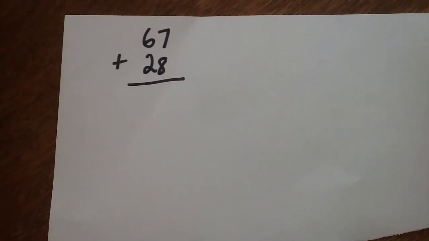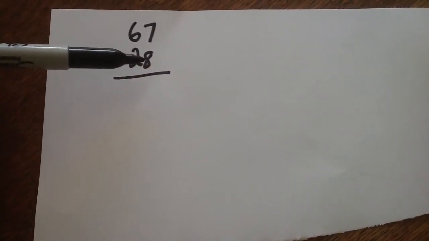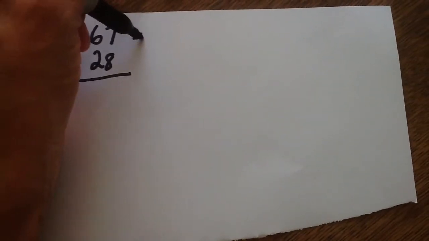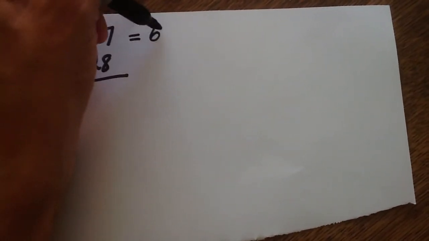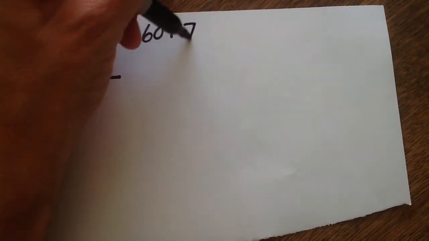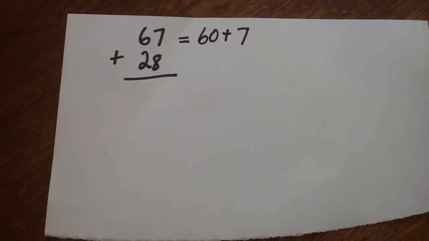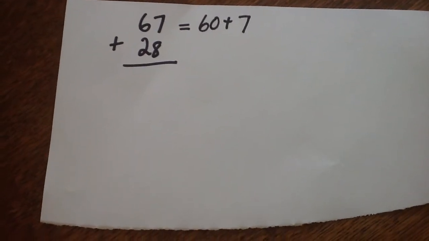Let's use the same numbers, 67 plus 28. When you add this way, you have to put the two numbers on top of each other. The ones have to be on top of the ones, and the tens have to be on top of the tens. Then I'm going to write the first addend, 67, into expanded notation, which means I'm breaking it up into tens and ones. So it'd be 60 plus 7.